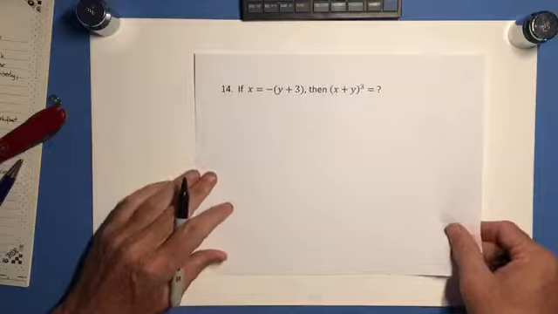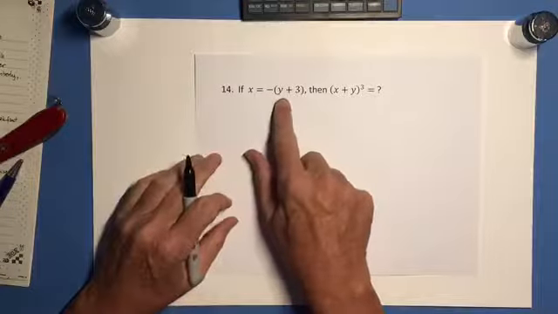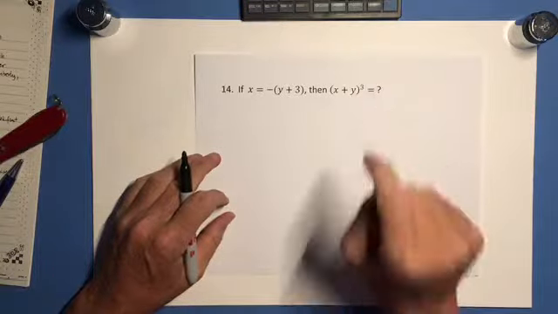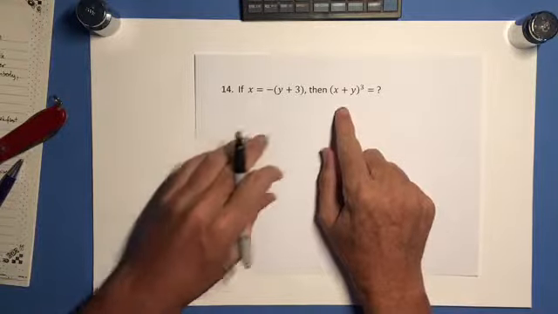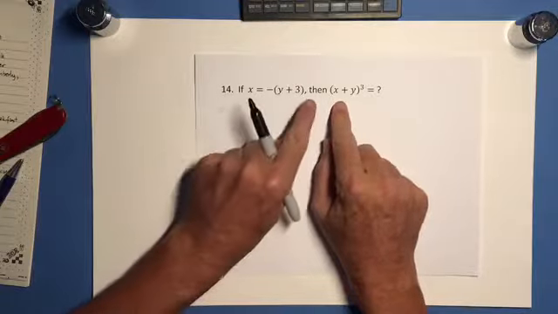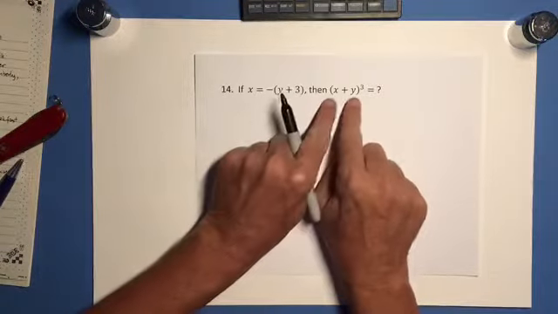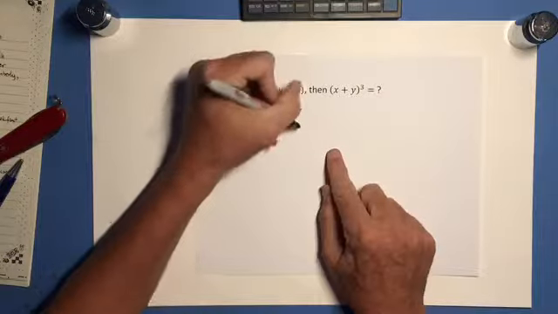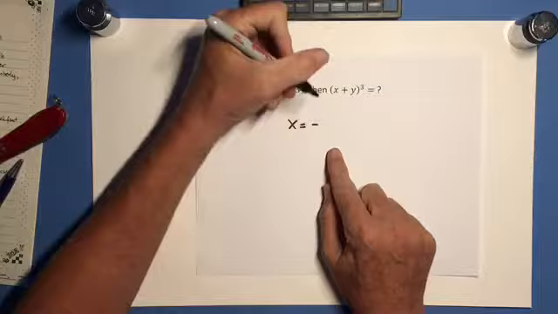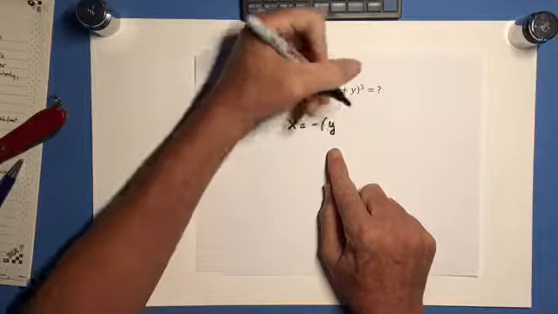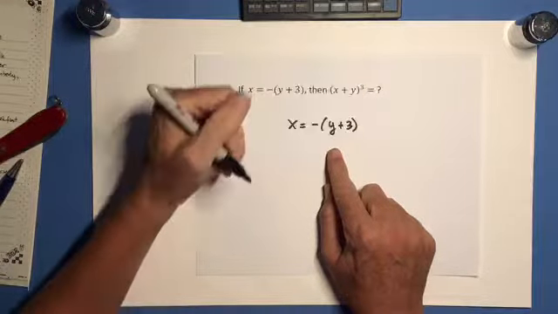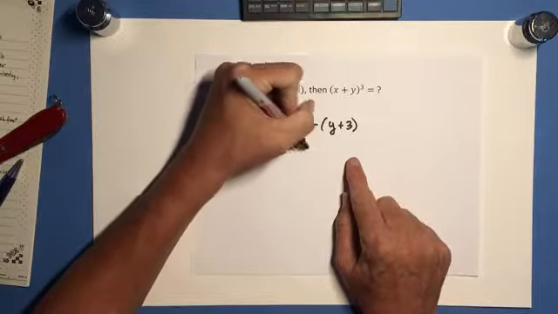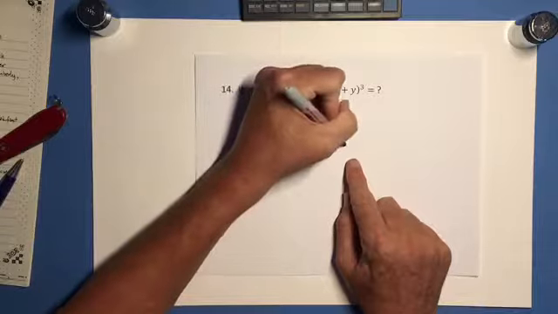14. If x equals negative quantity y plus 3, then quantity x plus y cubed equals what? Okay, well, by far and away, the easiest way to do this is going to be to just figure out what x plus y equals, and we can do that by just manipulating this equation over here. So if I have x equals negative y plus 3, well, I'll get rid of the parentheses by multiplying through the negative. So x equals negative y minus 3.